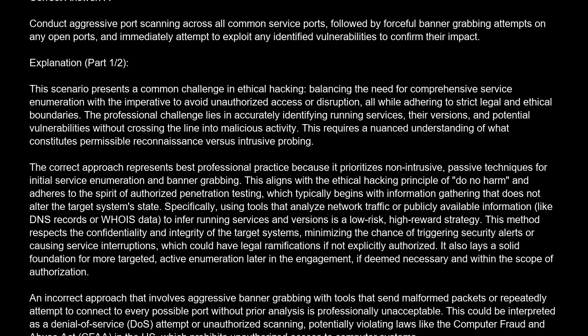This method respects the confidentiality and integrity of the target systems, minimizing the chance of triggering security alerts or causing service interruptions, which could have legal ramifications if not explicitly authorized. It also lays a solid foundation for more targeted, active enumeration later in the engagement, if deemed necessary and within the scope of authorization.